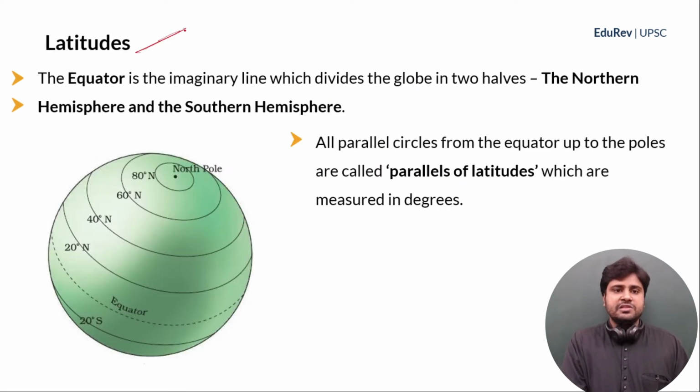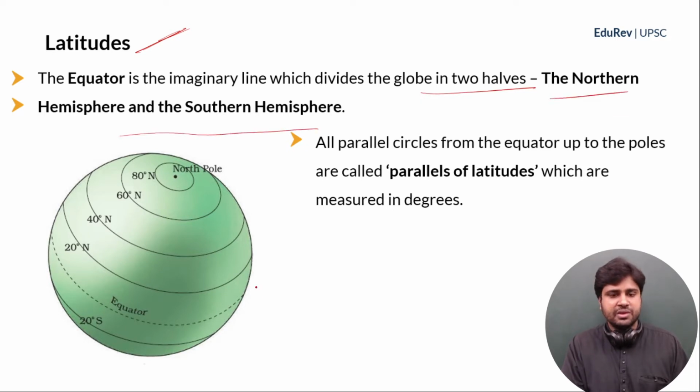Now, let us discuss latitudes. The equator is the imaginary line which divides the globe into two halves, the northern hemisphere and the southern hemisphere. So this is the equator. It divides the globe into two equal halves, the northern hemisphere and the southern hemisphere.